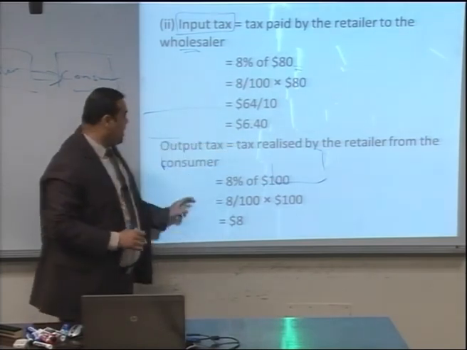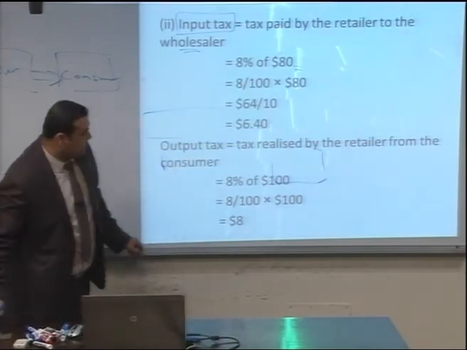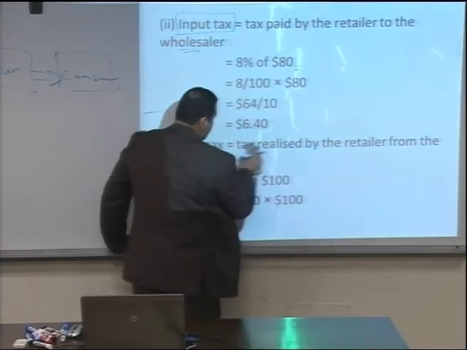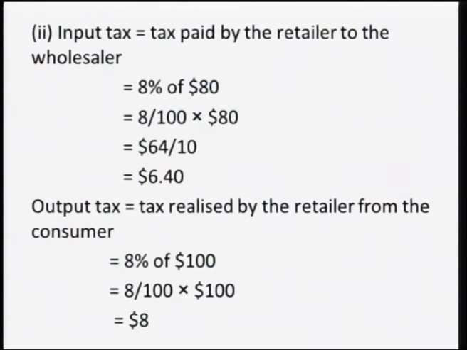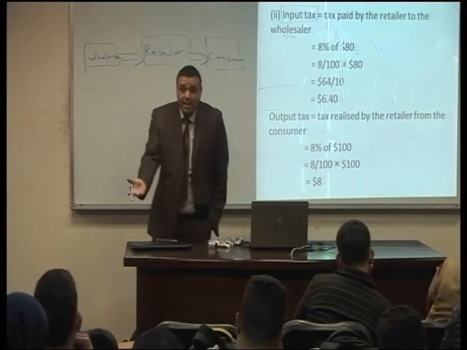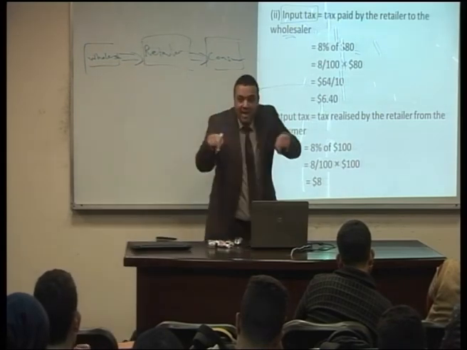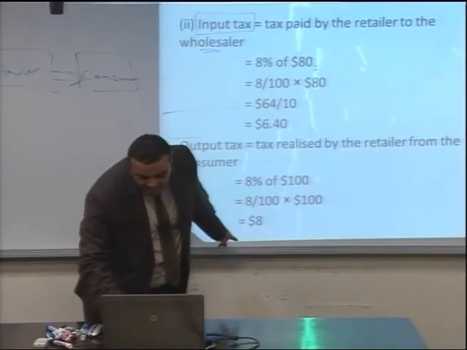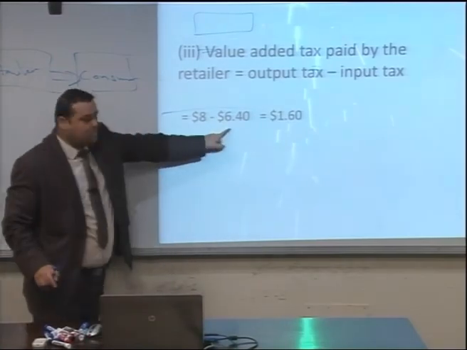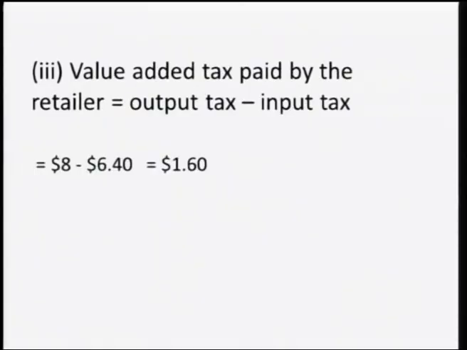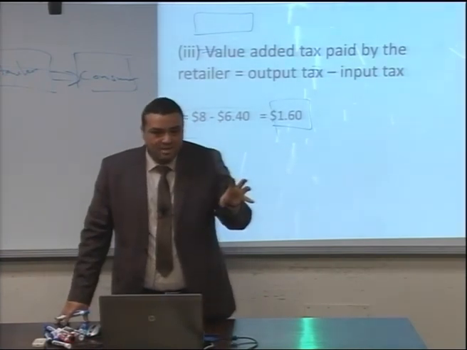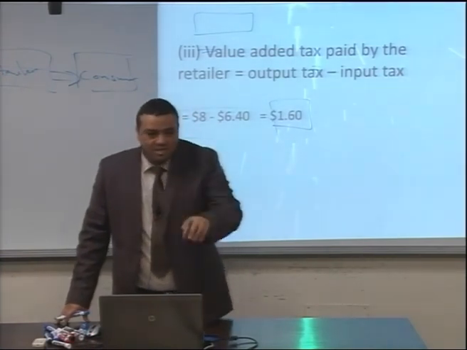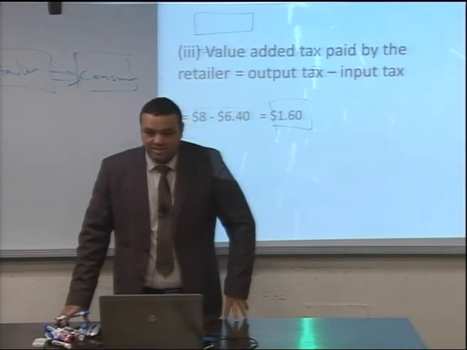Now the output taxes. The output tax is the tax realized by the retailer from the consumer. How much did he take from him? He took 8. So the VAT is 8 minus 6.4. This is the value added tax: output taxes minus input taxes.